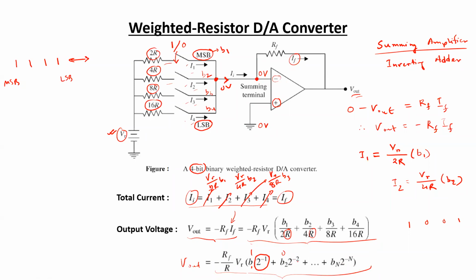So for the second bit, it is 2 to the power minus 2. For the third bit, it is 2 to the power minus 3. In this way, up to n number of bits, which is 2 to the power minus n. So we are giving the lowest weightage to the LSB and the highest weightage to the MSB. In this way, this particular circuit is going to convert a particular bit sequence into its equivalent analog output voltage.